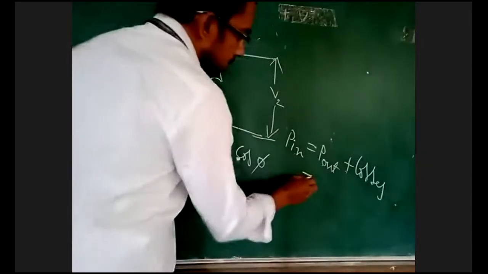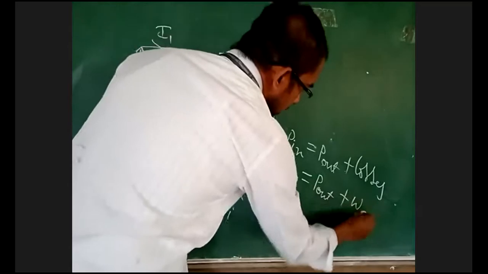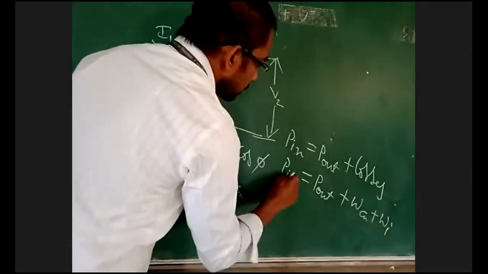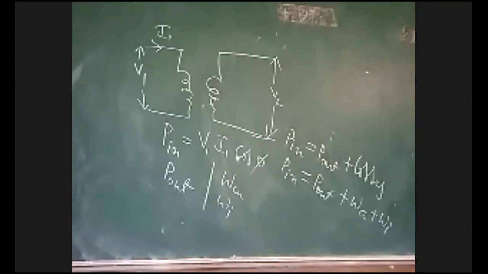Now here I am writing input power is equal to P out plus WCu plus Wi. Copper loss is the power loss in the winding, plus iron loss Wi. This is the equation. If you have any doubt, you can ask me.